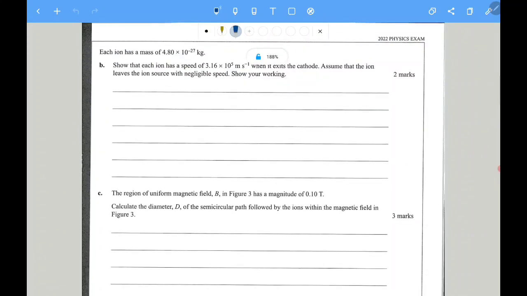Moving on, part B. Each ion has this mass, and we have to show that the speed of the ion is this much as it exits the cathode. Assume that the ion leaves the ion source. Alright, so we actually do make the assumption that I was talking about. The initial kinetic energy is 0.